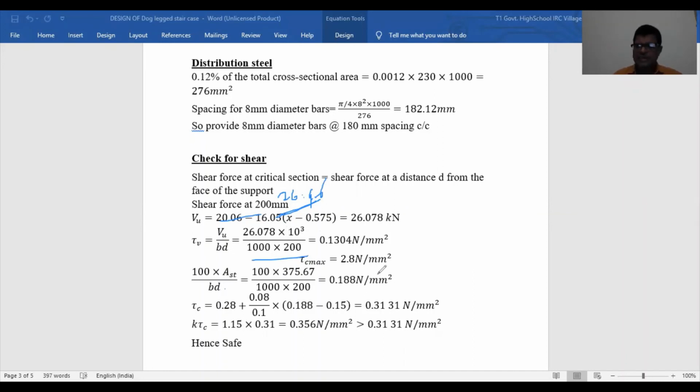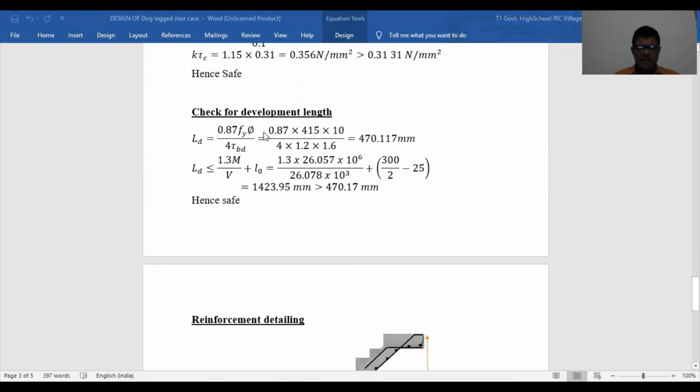Taking all the steel into support, you find the percentage of steel, 100 Ast by bd, and then find tau c from Table 19. Then k tau c; k again depends on the depth of this slab, which is 200 millimeter. See that chart, it varies from 100 to 300, and accordingly find the value of k. If tau b is less than k tau c, no shear reinforcement is required.